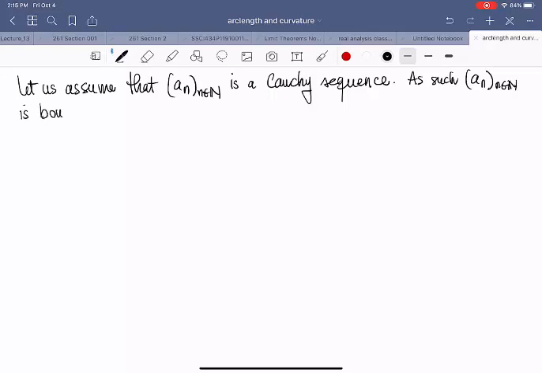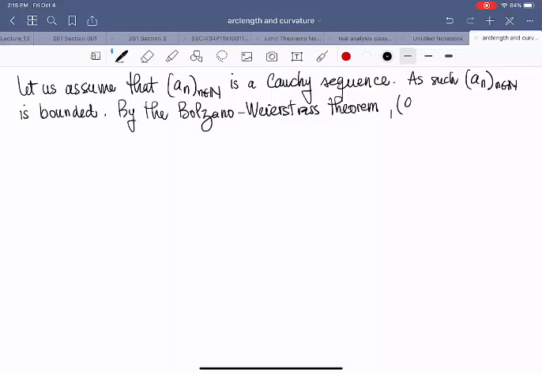Is bounded. Okay? So now, by the Bolzano-Weierstrass theorem, a bounded sequence has a convergent subsequence, which I will call a_{n_k}.